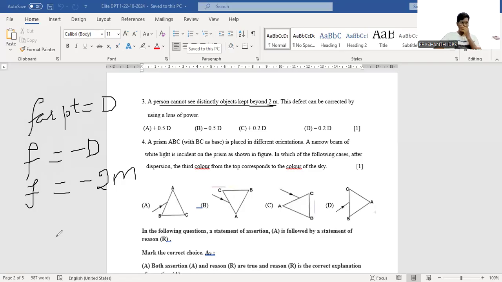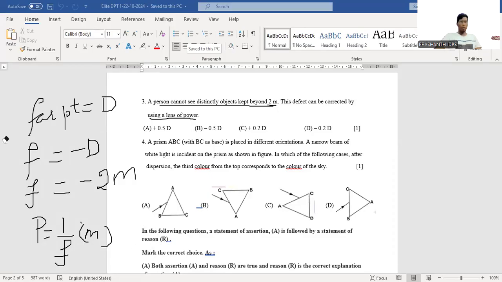Why is it negative? Because the defect is myopia. Now he's asking us to find the power of the lens. What is the power formula? Power is equal to 1 by F, with F in meters. This is the formula you should remember. In meters, 1 by F; in centimeters, 100 by F. But we'll find it in meters only, 1 by F.